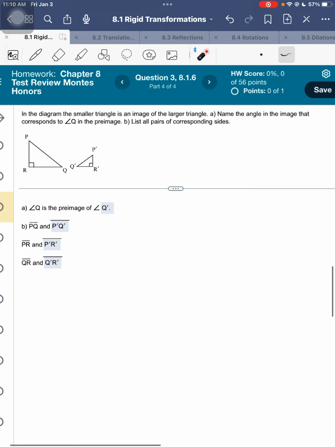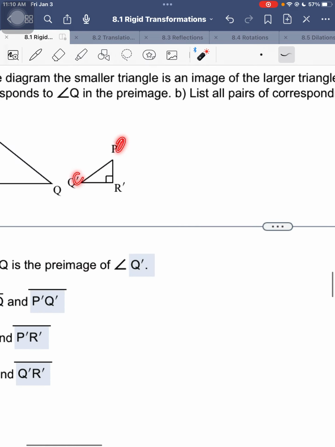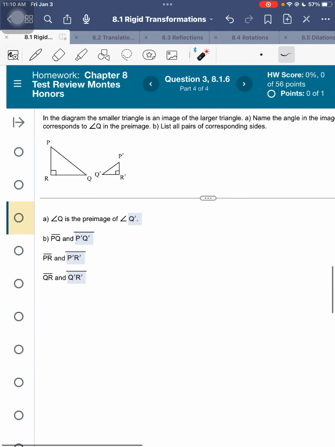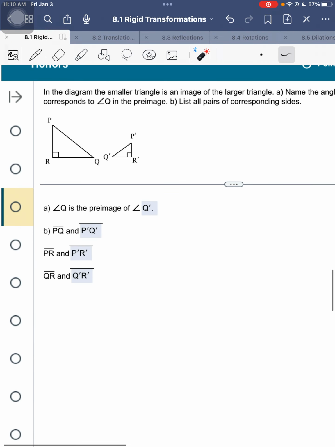So in the diagram, the smaller triangle is an image of the larger triangle. So since it said the smaller triangle is the image of the larger one, that means this is the pre-image and this is the image. And we also know that because of these prime marks. These little marks, these little apostrophes, are called primes. So Q is the pre-image of Q prime.